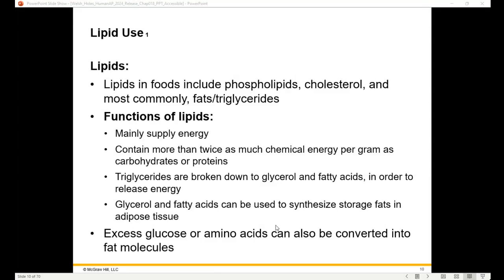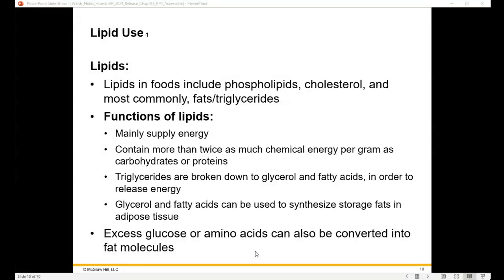Okay, for lipid use. Lipids in foods include phospholipids, cholesterol, and most commonly fats and triglycerides. Functions of lipids include mainly supplying energy. They contain more than twice as much chemical energy per gram as carbohydrates or proteins. Triglycerides are broken down to glycerol and fatty acids in order to release energy. And glycerol and fatty acids can be used to synthesize storage fats in adipose tissue.